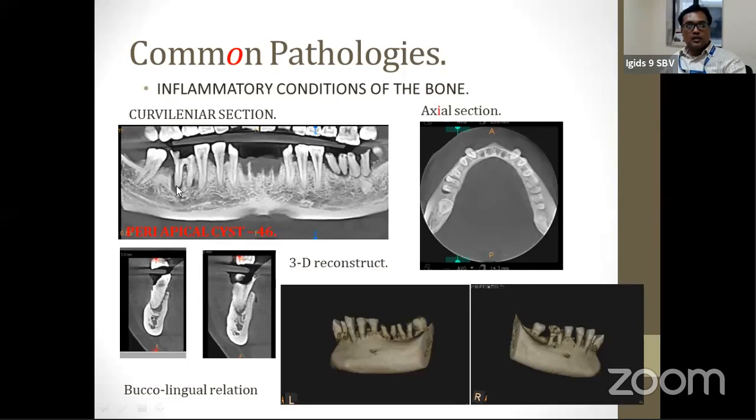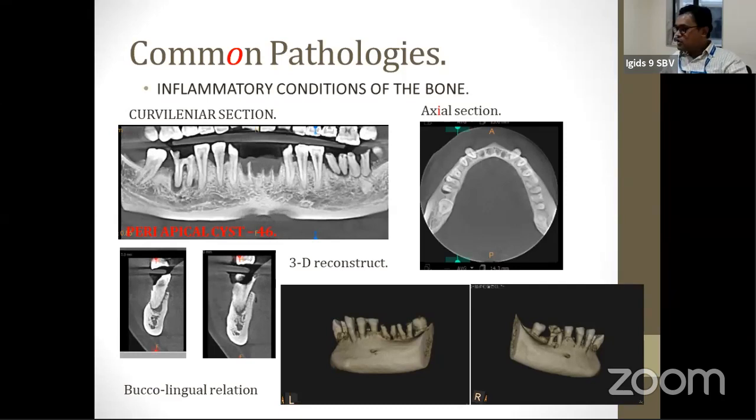This looks like an OPG. It's wonderful. But interestingly, this is not an OPG. On a CBCT, it is called a curvilinear section. It looks like an OPG, but it is not an OPG. That's the first point. Second point, OPG and CBCT are completely different technologies. They do not have anything in common.